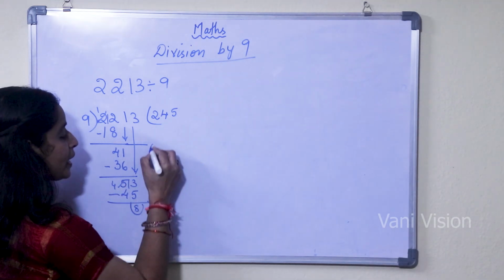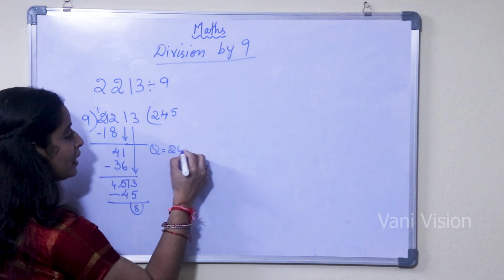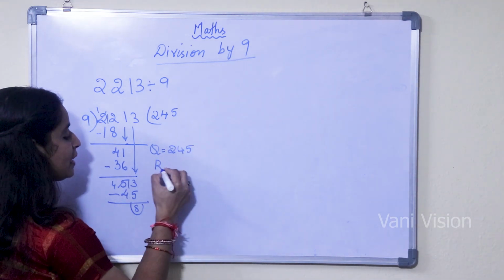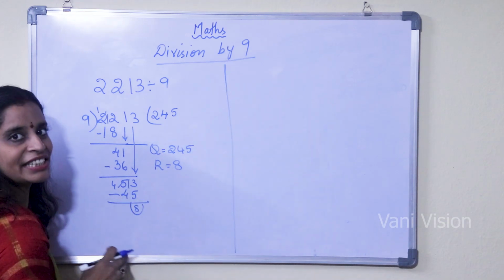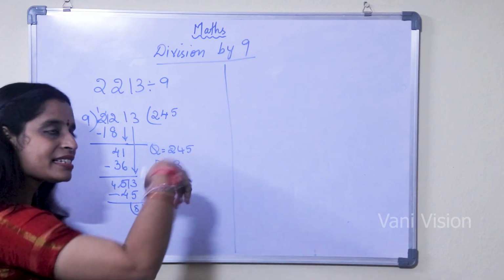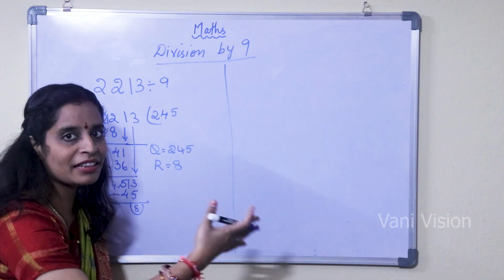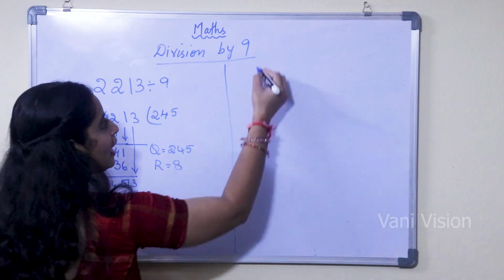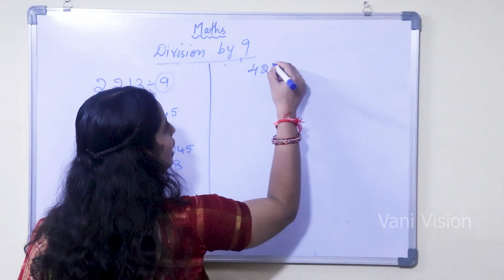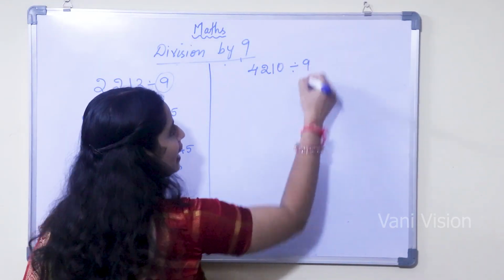So your quotient is 245. Remainder is 8. So this is our general method. We'll see another one also with our general method, and then we'll learn the trick behind it. Okay. Next number is 4210 divided by 9.